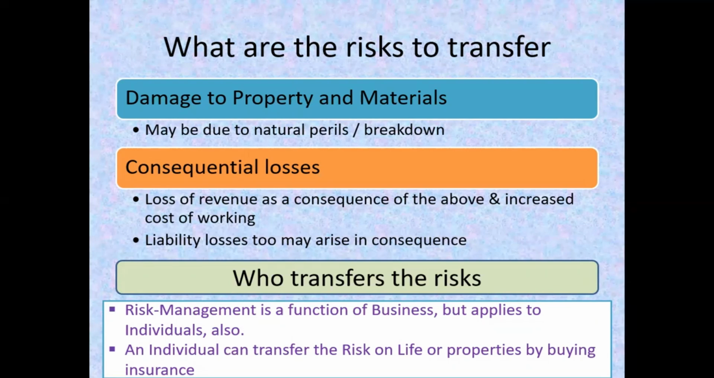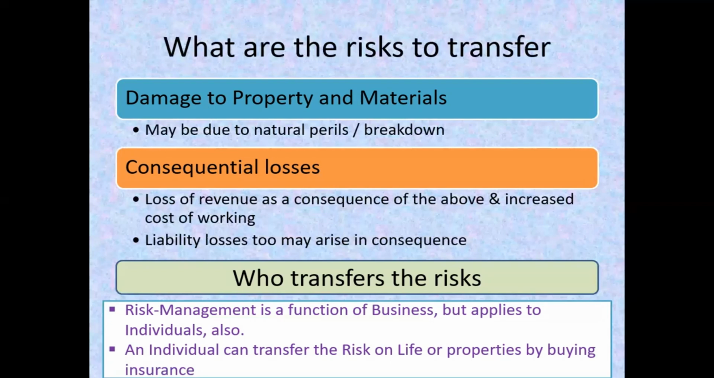So direct impact to property is one thing that can happen. Let's say the factory got burnt by fire. It is a direct damage to property. But because the factory got burnt out, your business also stops. It is a consequential loss. You can't run your business because your factory is burnt out. So it is consequent to damage to property. Here it is a consequential loss. This also can be transferred to the insurance company.